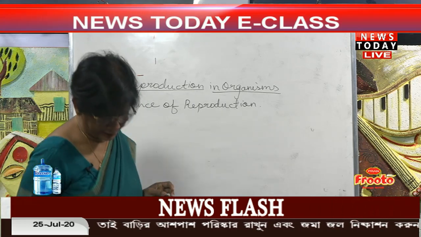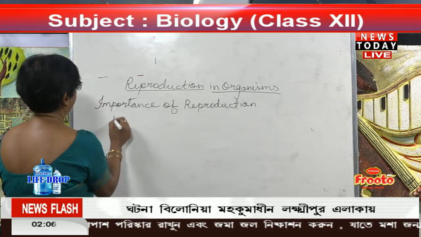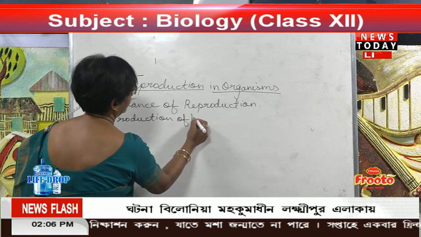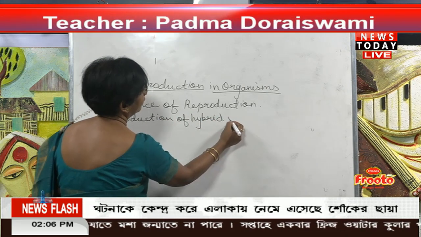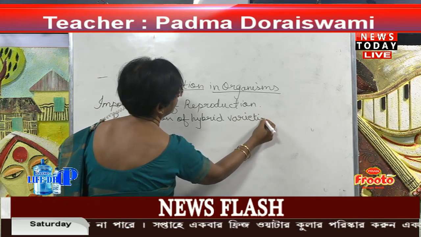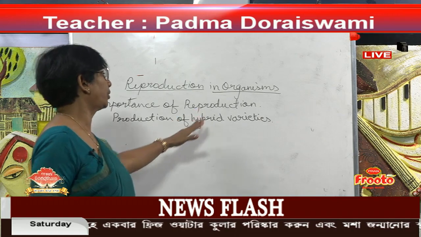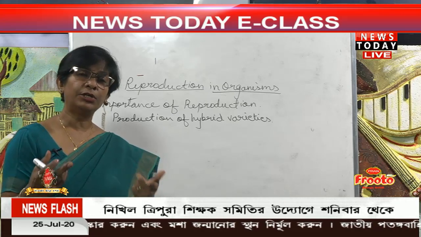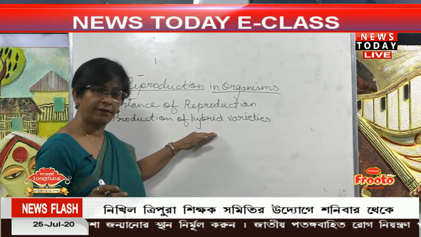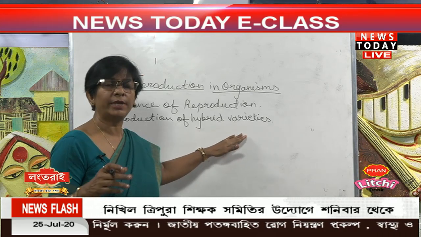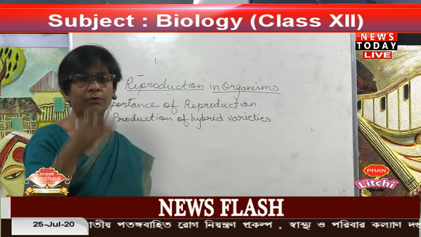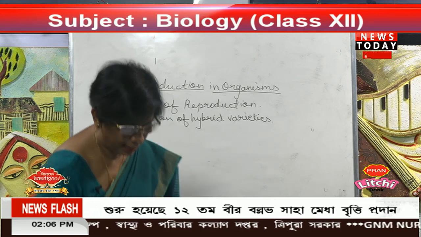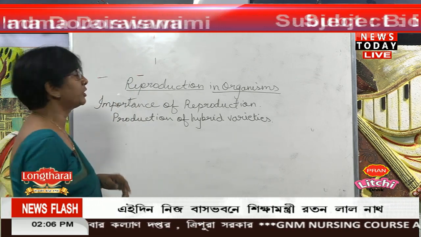Now one more point is production of hybrid varieties. Through reproduction we get hybrid varieties, that means through the fusion of gametes the new organisms are found, hybrid in form, and they cope with the changing environment. That's why we say we are getting a new variety of organisms, the hybrid one. So, let us go to the basic features of reproduction.